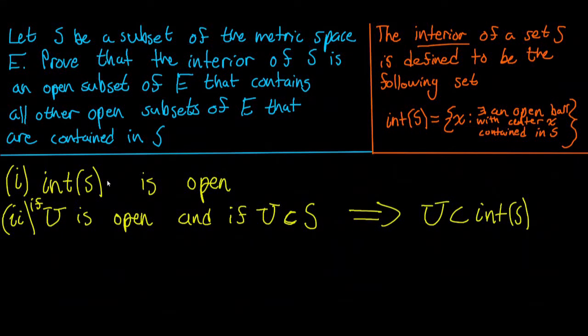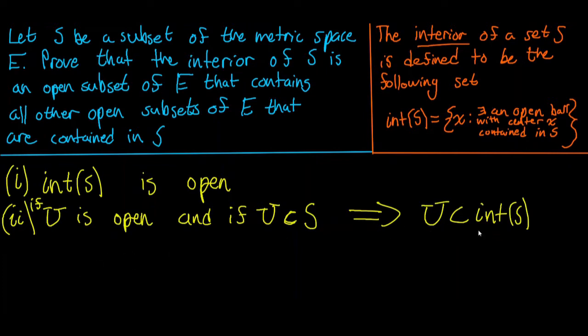So in the second part, we want to prove that the interior of S contains all other open subsets of E that are contained in S. Another way of saying that, and an easier statement to get your head around and prove, is that if U is open, and also U is contained in S, so if U is both open and contained in S, then that together implies that U is a subset of the interior of S. That is to say that U is contained in the interior of S.